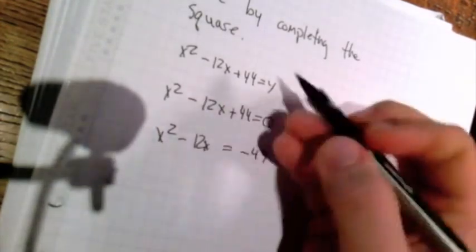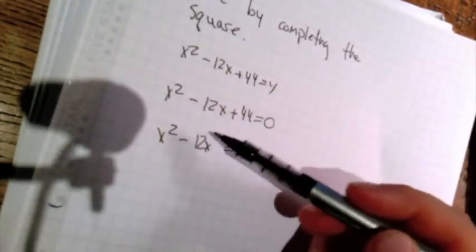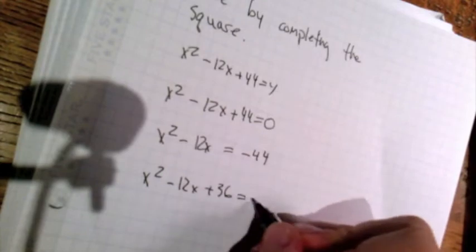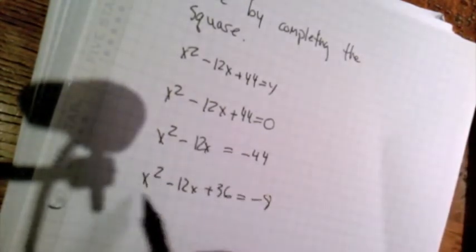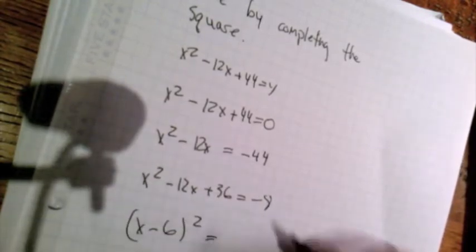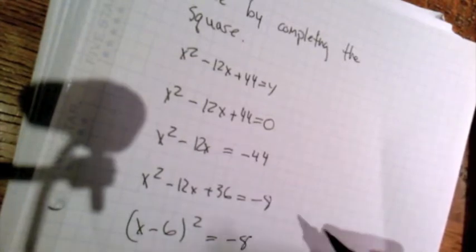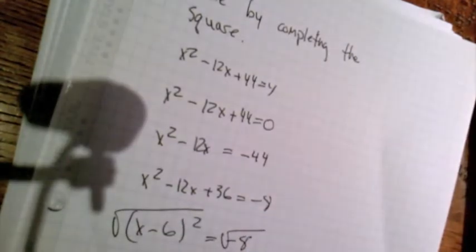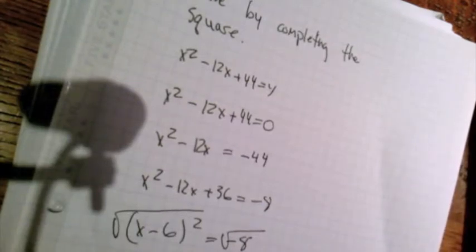Then we add b over 2 squared to both sides. In this case, b is -12, so b over 2 squared is 36. So we get x squared minus 12x plus 36 equals negative 8. Then the reason we did this is so that our left side is now a perfect square, which is x minus 6 squared equals negative 8. Then we take the square root of both sides, and we get x minus 6 equals plus or minus the square root of negative 8.